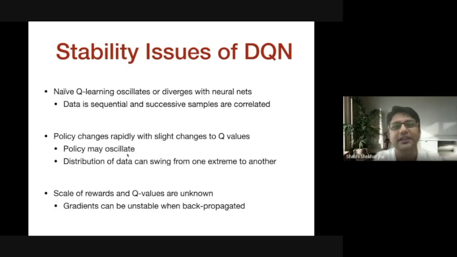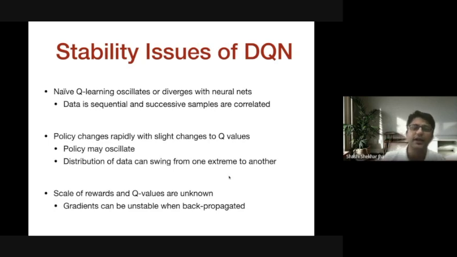And this created an issue because your policy is not stable. Every time the policy changes, how do you find the optimal policy? Because your next data is also dependent on the policy, your data distribution can swing from one extreme to another, because one action says go left, another action says go right, and the Q value difference is very minimal, not an actual difference. Okay, so this was the second problem.